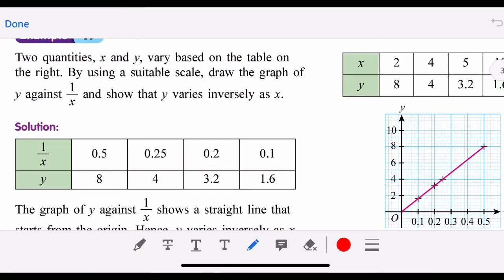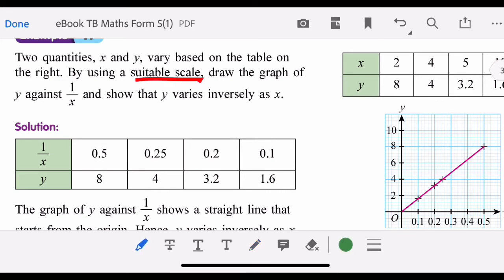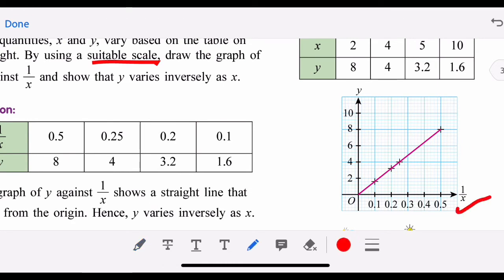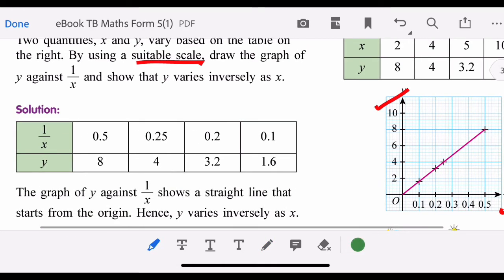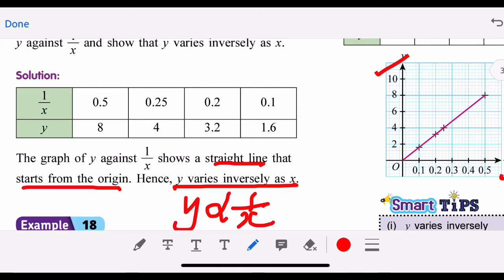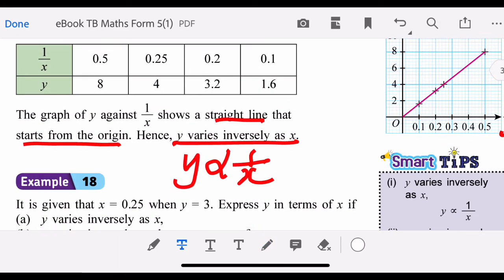Okay, let's see this example. Two quantities x and y vary based on the table on the right. By using a suitable scale, draw the graph y against 1 over x. Show that y varies inversely as x. So now we study the table and we will draw the graph. The graph looks like this. The graph of y against 1 over x shows a straight line that starts from the origin. Hence, y varies inversely as x. So you must make sure the graph passes through the origin.